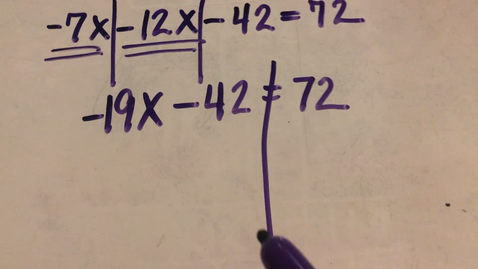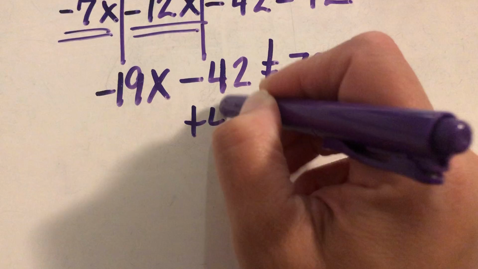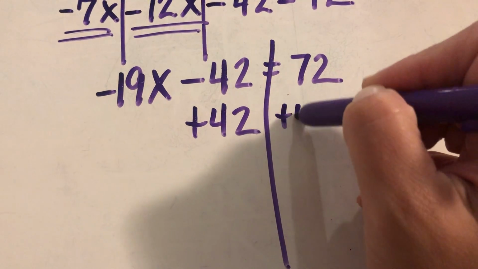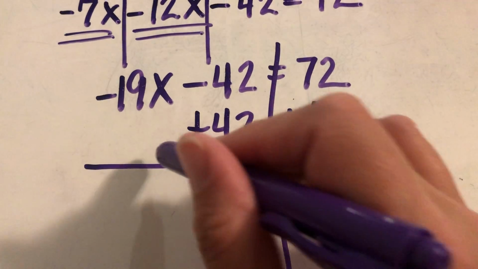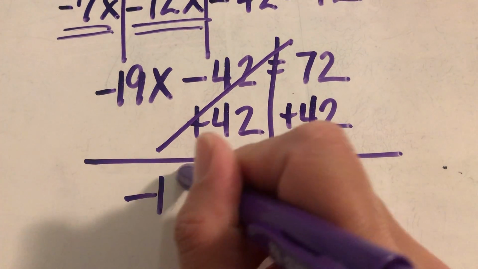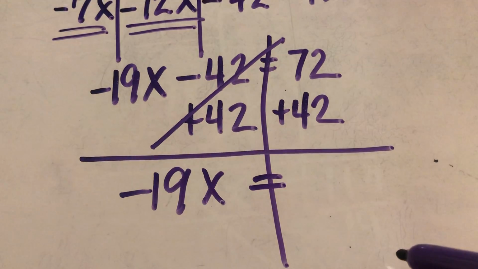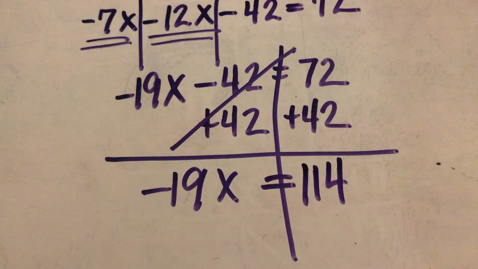To do my two-step equation, my first step is to get rid of this minus 42, and I'm going to do that by adding 42 to both sides. My 42s are gone, and I'm left with negative 19x equals 72 plus 42 gives me 114.